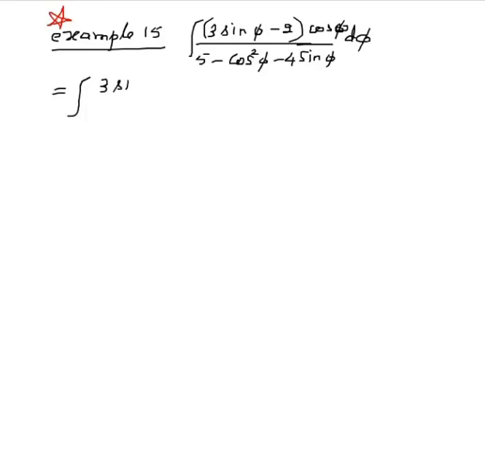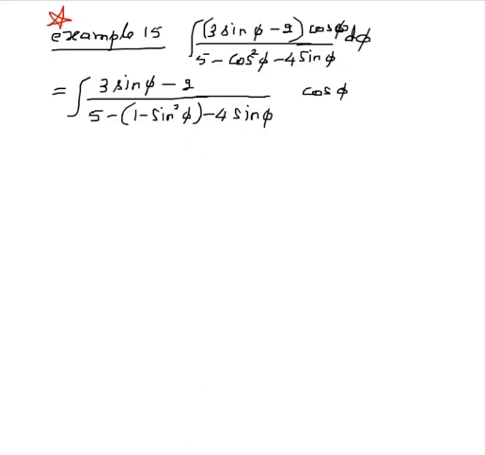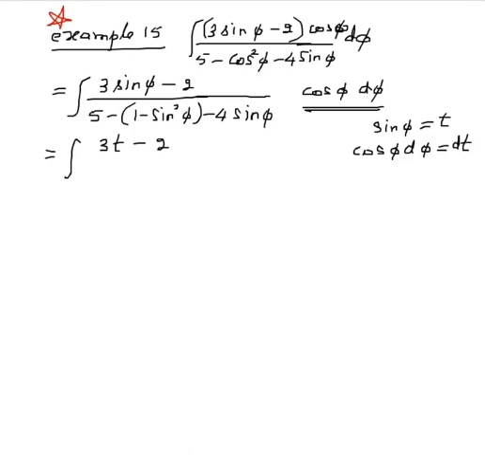I can write this as 3 sine phi minus 2 divided by, cos square can be changed to 1 minus sine square, minus 4 sine phi, cos phi d phi. The function is in terms of sine and we have cos phi d phi. So let us substitute sine phi as t and differentiate both sides. Therefore, the integral becomes 3t minus 2 divided by 5 minus 1 is 4, minus of minus plus t square minus 4t, and cos phi d phi becomes dt.